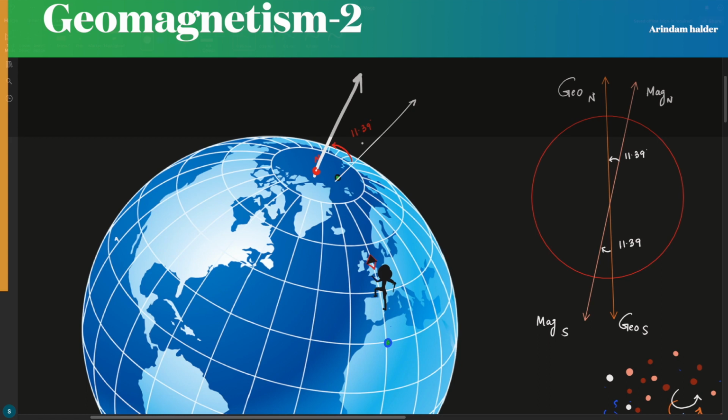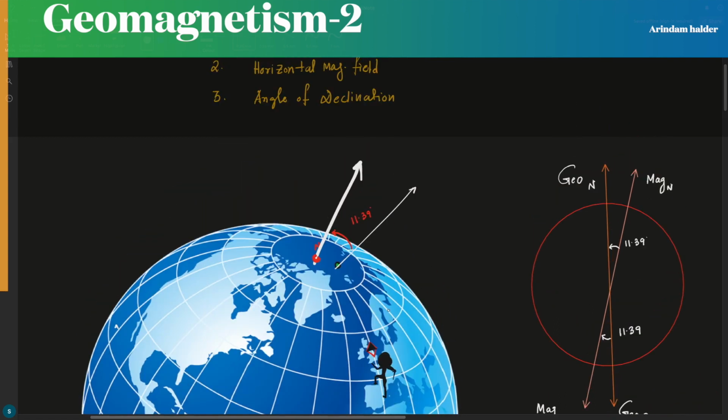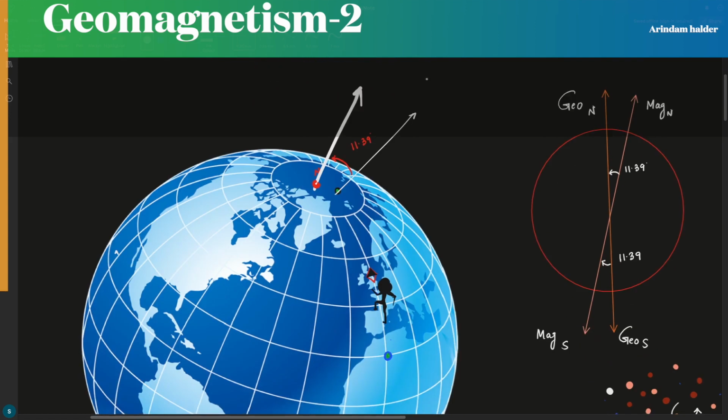If we can convert this three-dimensional angle into two dimensions, then we'll be able to reach the exact point of the geographic North Pole where we wish to land, right? So now how can we do that? Okay, in order to do that, we need to understand the angle of declination. Now what is this angle of declination?